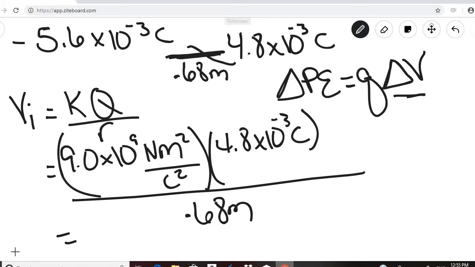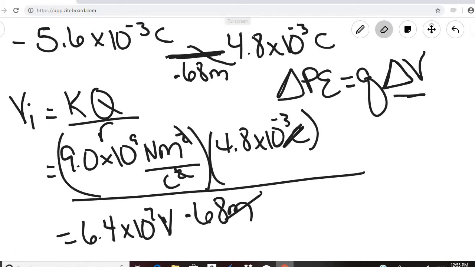Okay, so if we do the math on this, one of these meters will cancel, one of these coulombs will cancel, Newton meters over coulombs, which is a volt. So what we get for VI then is 6.4 times 10 to the 7 volts. Okay, so that's VI. Okay, now let's go ahead and do VF.